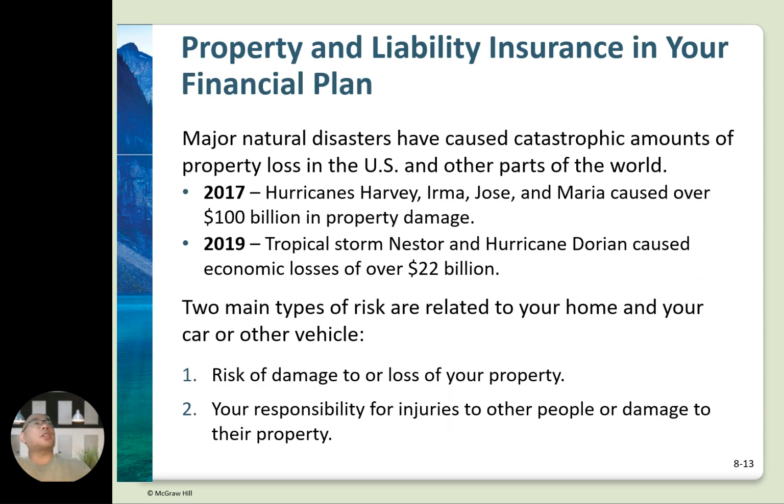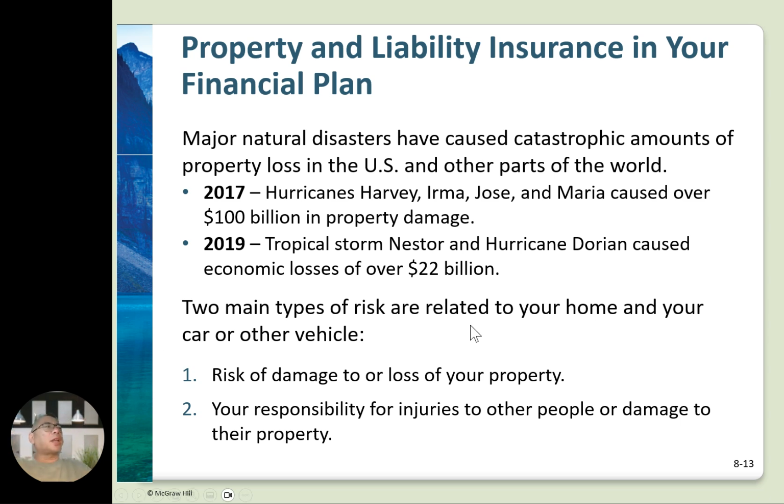Property and liability insurance in your financial plan. Major natural disasters have caused catastrophic amounts of property loss in the US and other parts of the world. In 2017, Hurricanes Harvey, Irma, Jose, and Maria caused 100 billion in property damage. In 2019, Tropical Storm Nestor and Hurricane Dorian caused about $22 billion. Recently, Hurricane Milton in Florida caused over $20 billion of damages, just recently, in October.